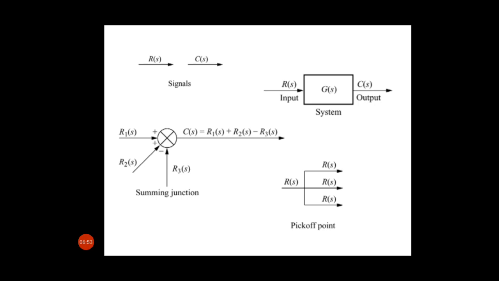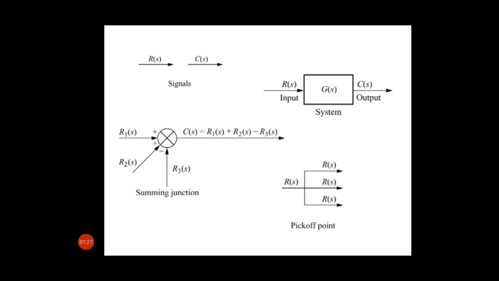And coming to the summing point. Here the signals are going to sum or subtract. In the block, which means the block diagram, signals are going to enter into the block. According to the block functionality, the signal is going to modify. According to the gain of the block, the signal is going to modify.